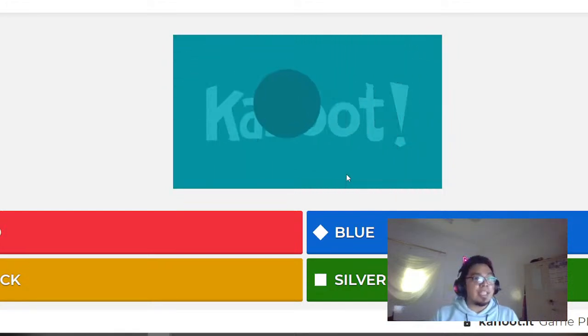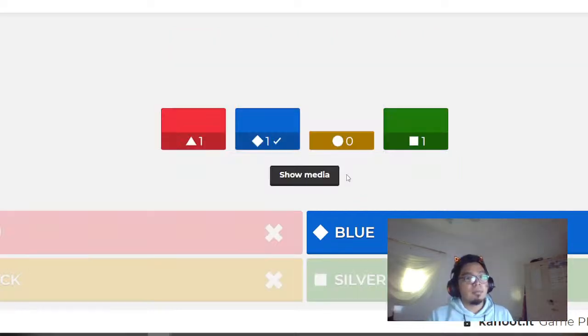Look at your screens, not on your device. Look at the screen, guys. Okay, so only one person got it correct. LPCB stands for lactophenol cotton blue, and it will stain the fungal elements blue.